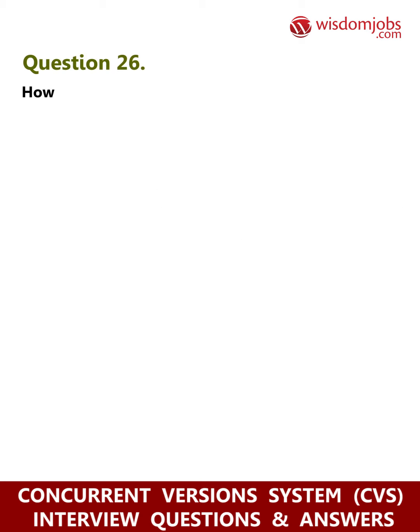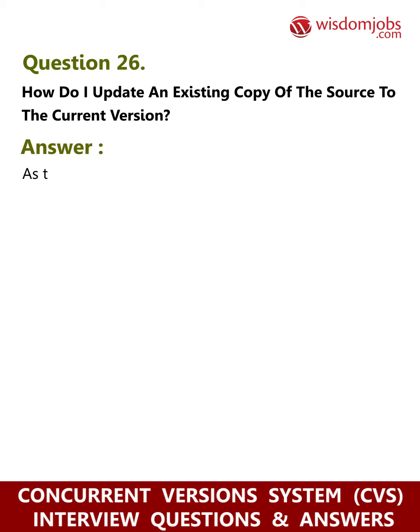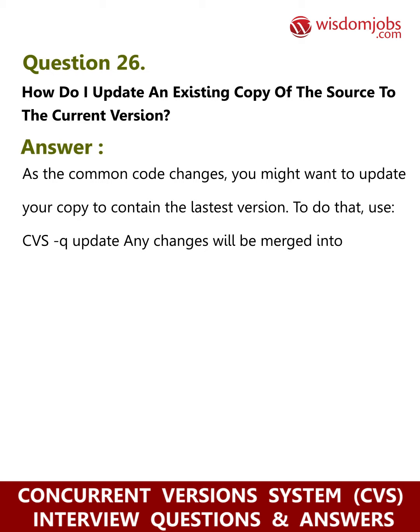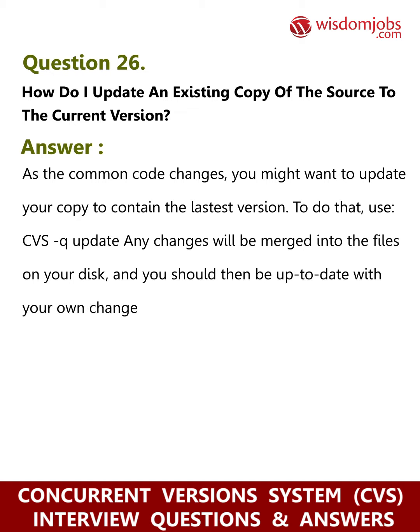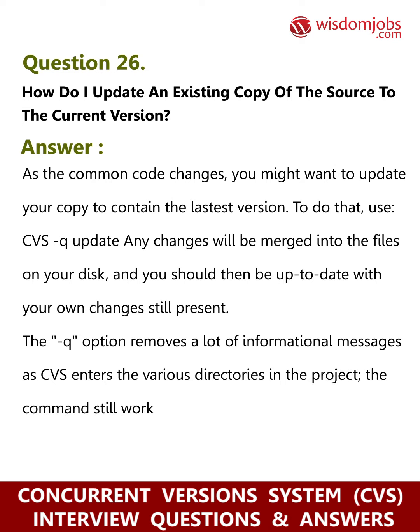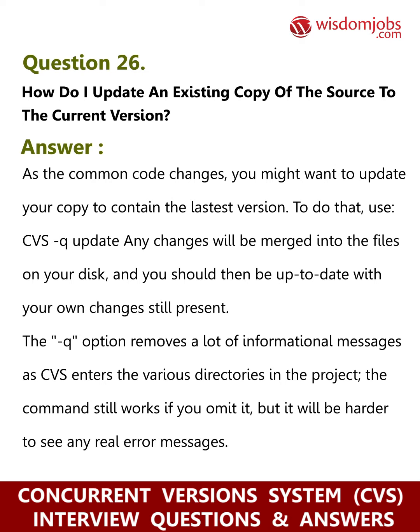Question 26. How do I update an existing copy of the source to the current version? Answer. As the common code changes, you might want to update your copy to contain the latest version. To do that, use cvs -q update. Any changes will be merged into the files on your disk, and you should then be up to date with your own changes still present. The -q option removes a lot of informational messages as CVS enters the various directories in the project. The command still works if you omit it, but it will be harder to see any real error messages.